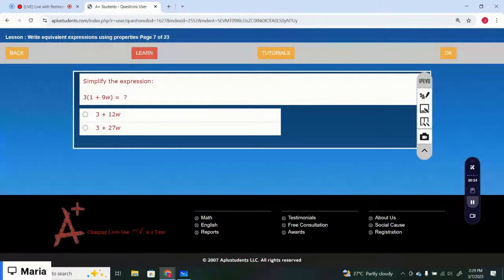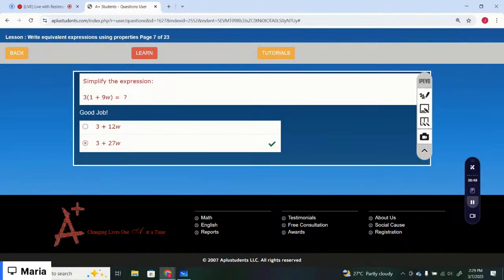3 times 1 plus 9W. 3 times 1 is 3 and 3 times 9 is 27. So that is 3 plus 27W. Option number 2 is the correct option.